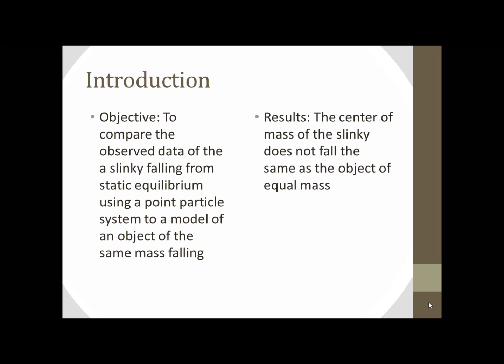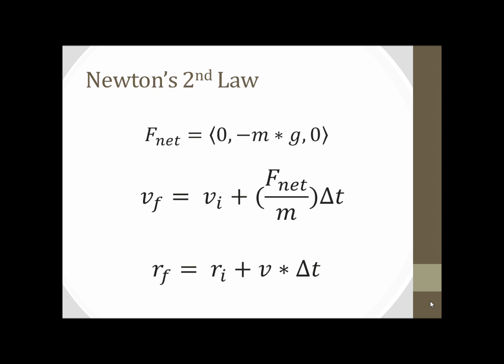So I wanted to look at the motion of a slinky falling from static equilibrium. I decided that the easiest way to model the slinky falling would be to use a point particle system. Since I would only be looking at one point of the slinky for this observation, which would be the center of mass, I began to wonder if this would behave similarly to an object in free fall that just had the same mass as the slinky. However, after looking at my results, I found that this was not the case.